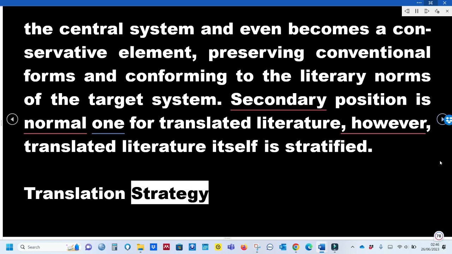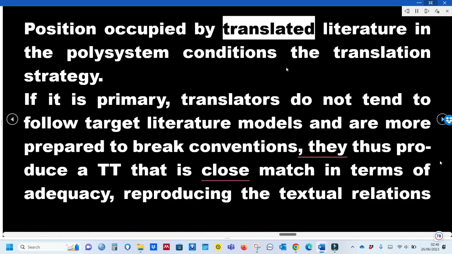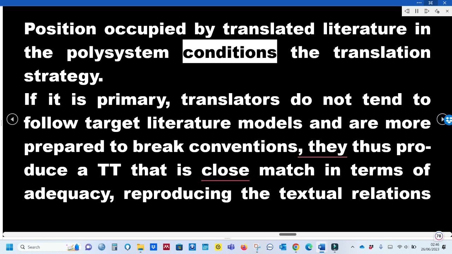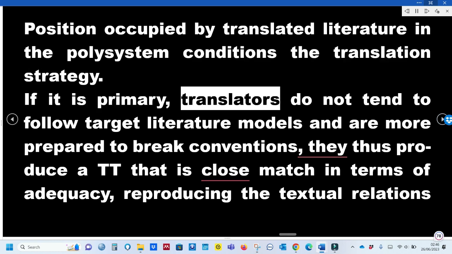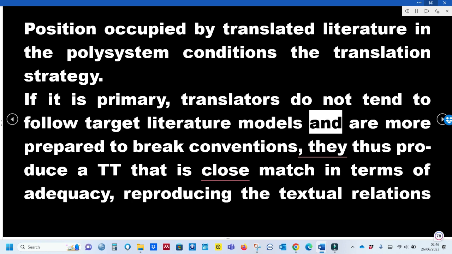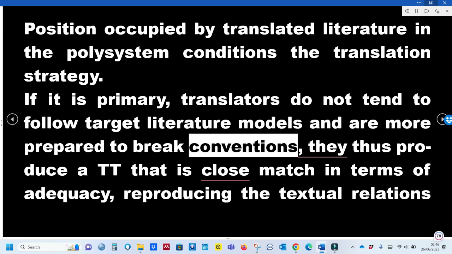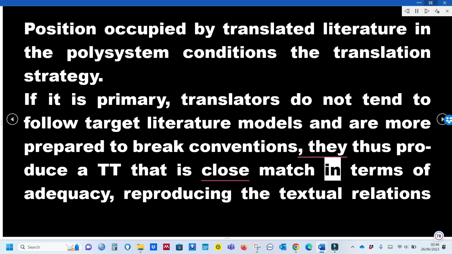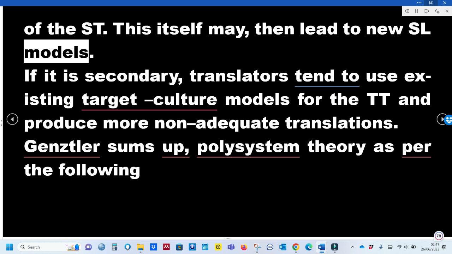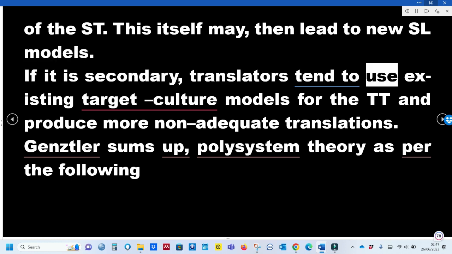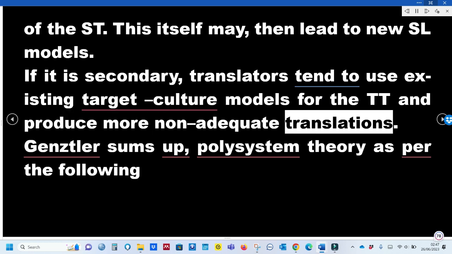Translation strategy. The position occupied by translated literature in the polysystem conditions the translation strategy. If it is primary, translators do not tend to follow target literature models and are more prepared to break conventions. They thus produce a TT that is a close match in terms of adequacy, reproducing the textual relations of the ST. This itself may then lead to new SL models. If it is secondary, translators tend to use existing target culture models for the TT and produce more non-adequate translations.